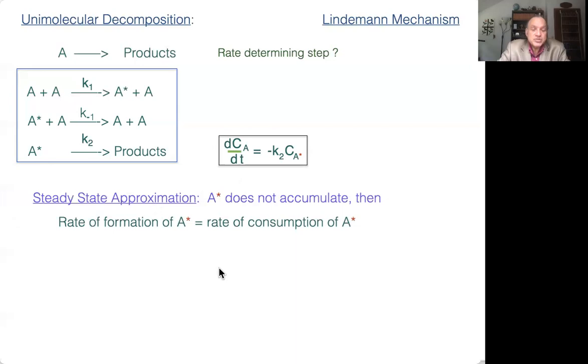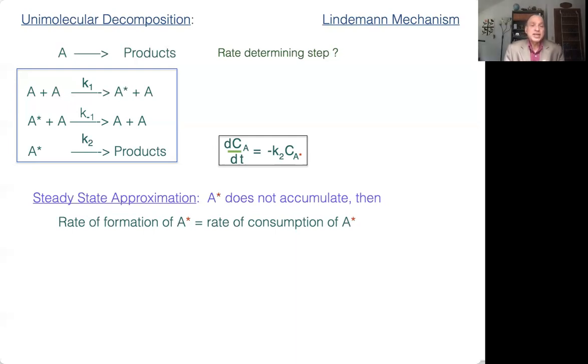So the steady state approximation is used here to solve for the concentration of A star, because we don't know what it is. We have to express that in terms of A, because we know the concentration of A, not the A star. And so we need to rewrite this in terms of the concentration of A, and that is done using the steady state approximation. Now, this approximation is very popular and famous and useful, and of course, it's still an approximation. It can break down if certain conditions are not met.